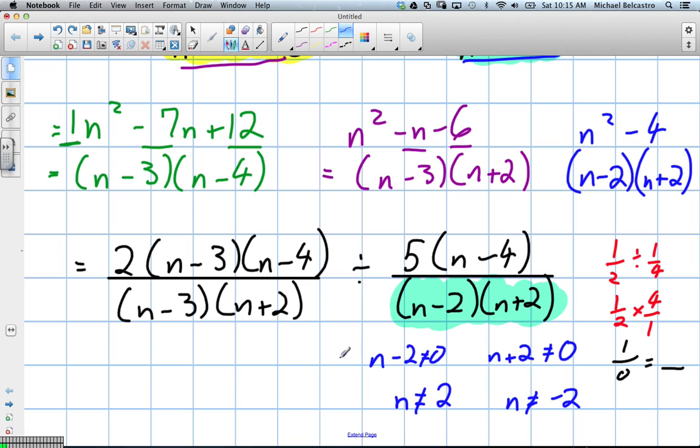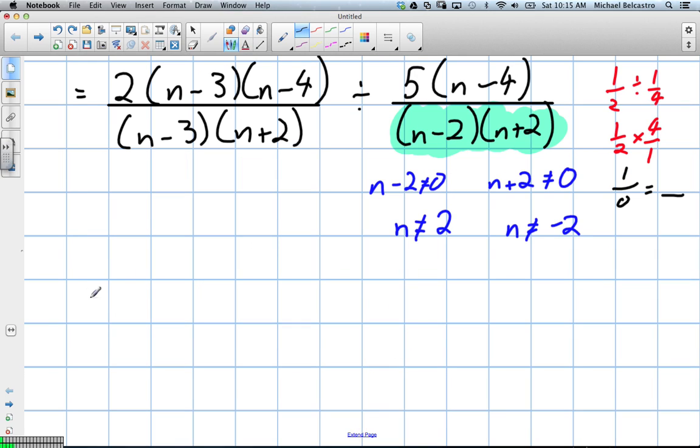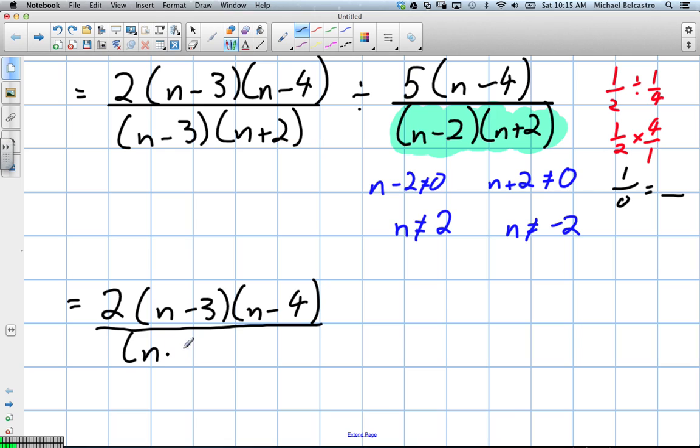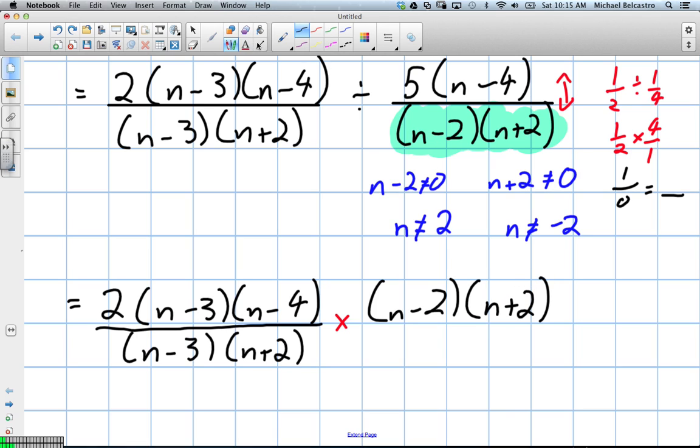Okay. So when we flip this and multiply, still same idea. So we have 2n minus 3 and minus 4. Lazy there. 3n plus 2. Now we turn it into a multiplication question, and this is going to be inverted. We'll have n minus 2, n plus 2, divided by 5, n minus 4. Okay, same idea now.